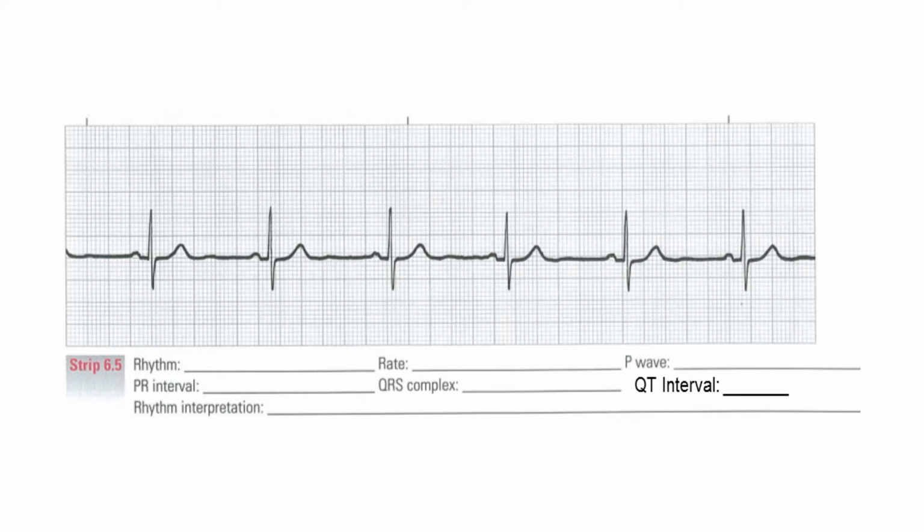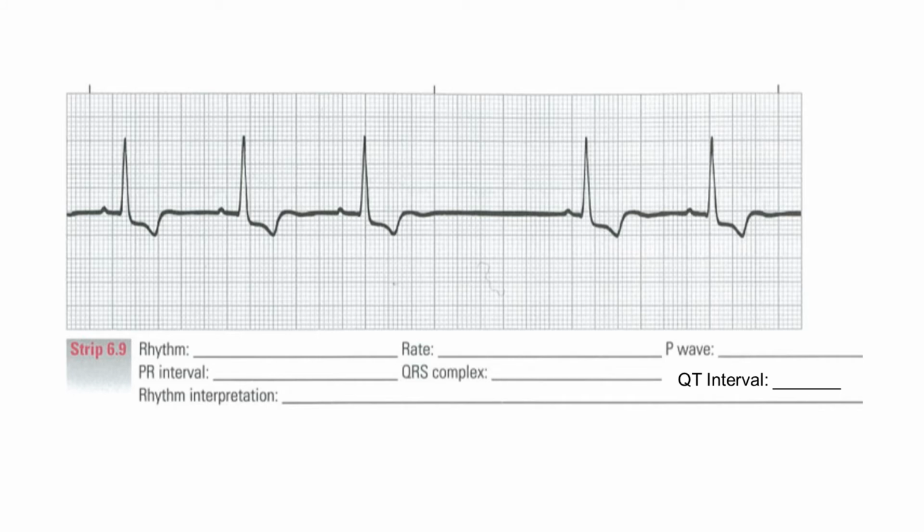Our interpretation of this rhythm: the heart rate is less than 60, and it originated in the SA node, so we call it sinus brady. And you can note that there is a U wave. What are you going to do about that? Maybe look at the electrolytes. Again, patients who have hypokalemia, low potassium, can oftentimes develop a U wave because of that.